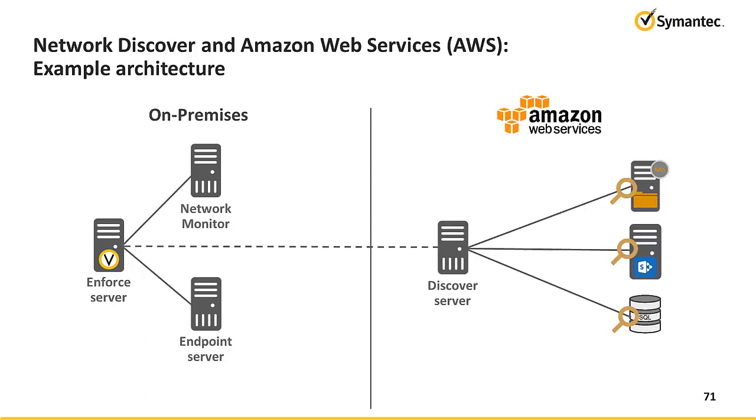This figure shows an example architecture in which the Enforce server and two detection servers run on-premise, while a Network Discover Cloud Storage Discover server runs in the AWS cloud, where several repositories also hosted in the AWS cloud can be scanned. Although it is not depicted in the illustration, a Network Discover Cloud Storage Discover server hosted in AWS can also scan Box repositories.